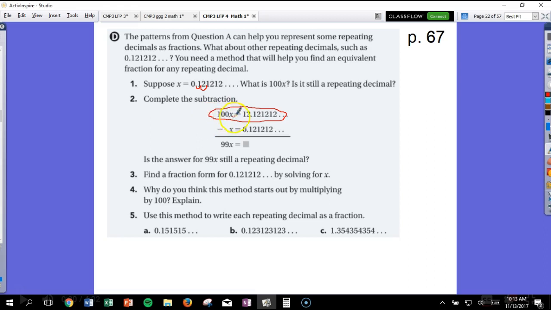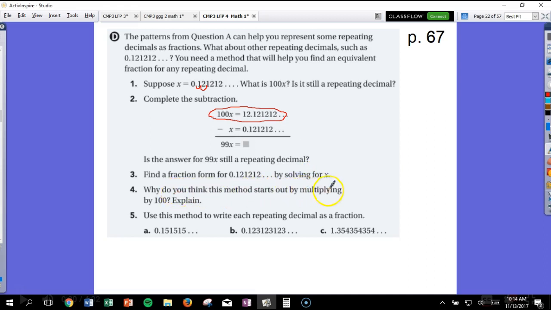So we have 100x equals 12.12 repeating, and we have x equals 0.12 repeating, and we're going to subtract this x from the 100x. So we set it up like this, with our equals sign underneath, and 100x minus x gives us 99x. Well, what's 12.12 repeating minus 0.12 repeating? That's what we're looking for here. And it says, is the answer for 99x still a repeating decimal? Find a fraction form by solving for x.